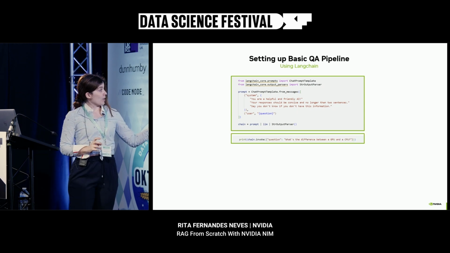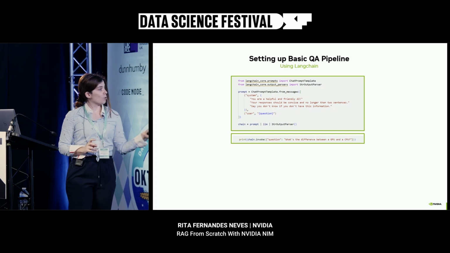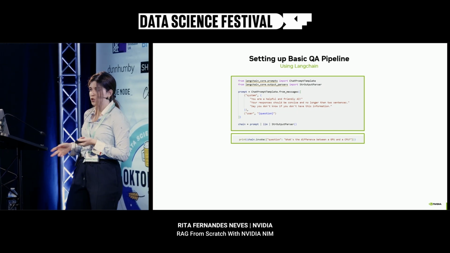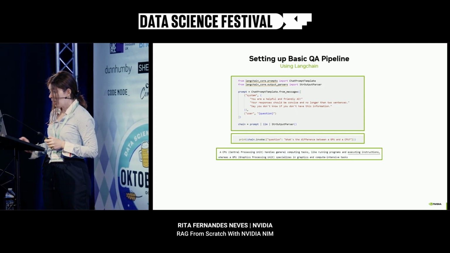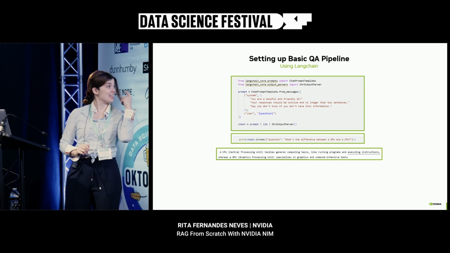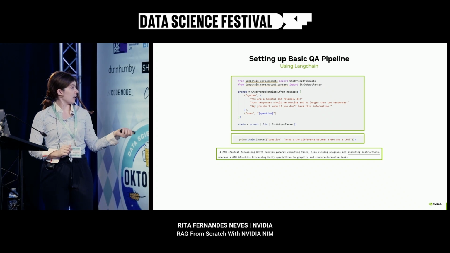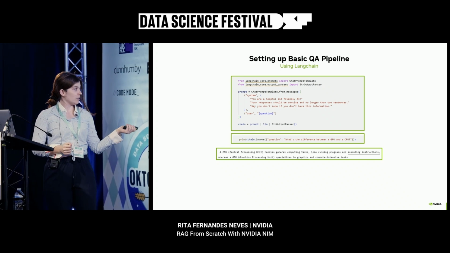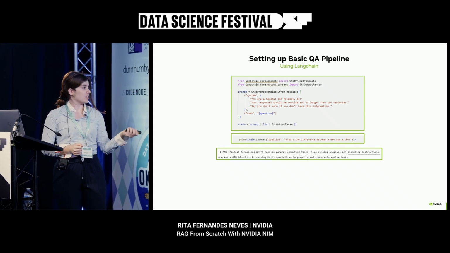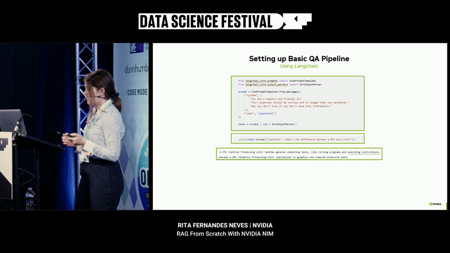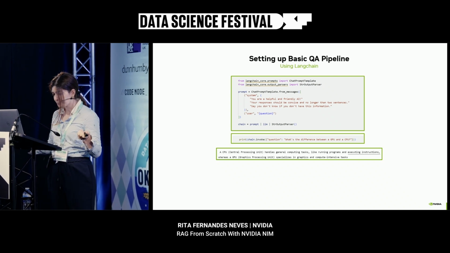Then you ask it a question with chain invoke. And the question is, what's the difference between a GPU and CPU? And I'm sure that all of you could reply to this, and the LLM also can. So it's going to say something like, a CPU handles general computing tasks, whereas a GPU specializes in graphics and compute-intensive tasks. So very well, very good.